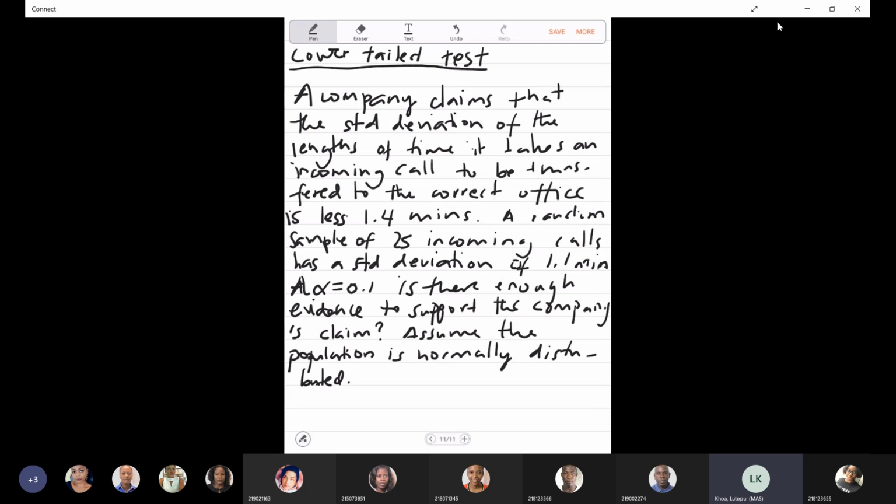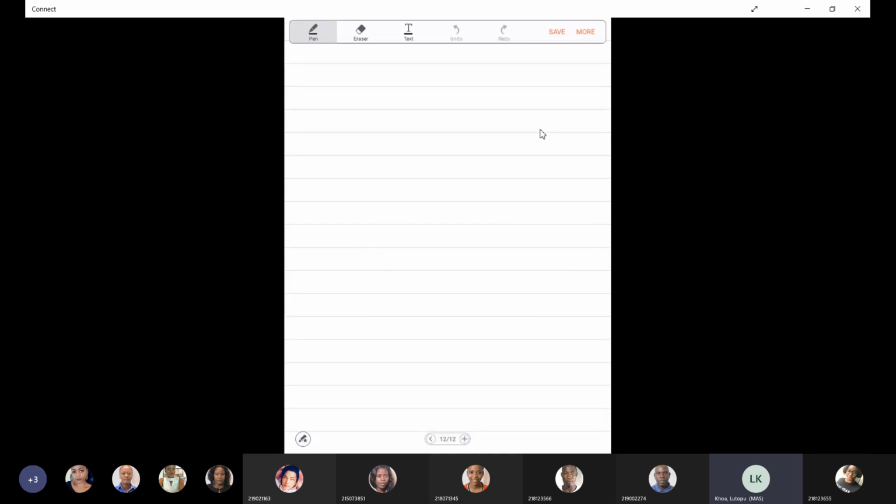So to test this hypothesis, all we do is go through the 5 steps. For this one, I'm not going to write step 1, step 2, step 3, and so on. I'm sure you know what each of the steps is already. The first thing we said is we need our hypotheses. So H naught: sigma, because we're talking about the standard deviation, is equal to 1.4. With the standard deviation, we always have an equal sign over here.